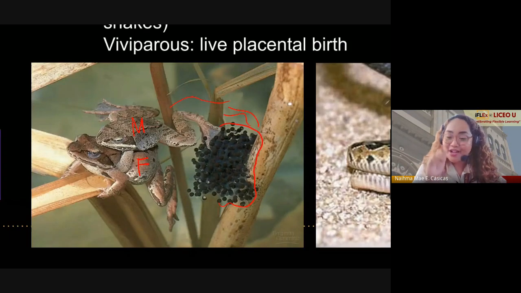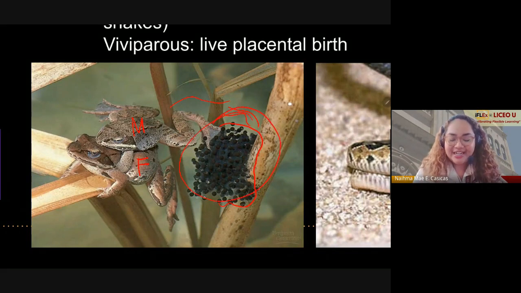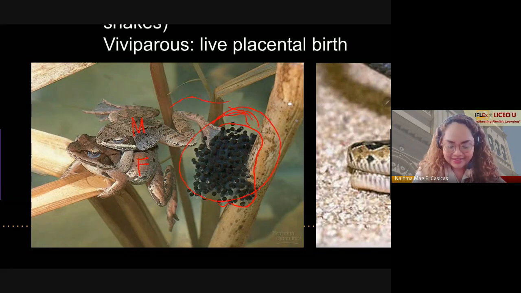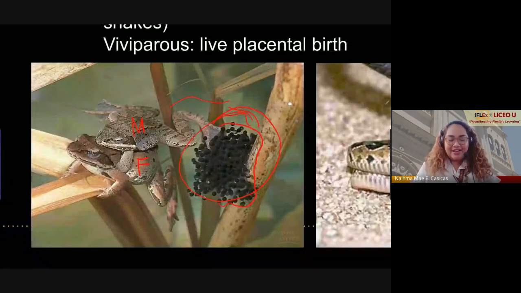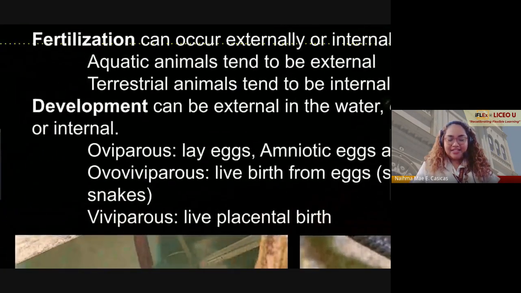Nada ang sperm. Therefore, the meeting of the sperm and the egg cell will be done externally. Diri gawas sa tubig. Ayan. So that is external fertilization. Now let's go to development.